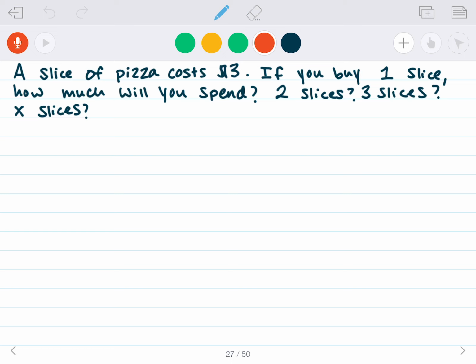So let's say that a slice of pizza costs $3. If you buy one slice, how much will you spend? So if we say x is the slices, and y is how much money you spent. If you buy one slice, you spend $3, right? So that's the correspondence there.